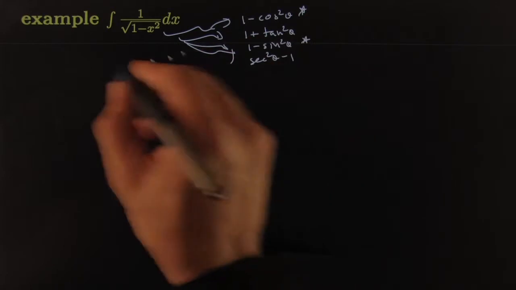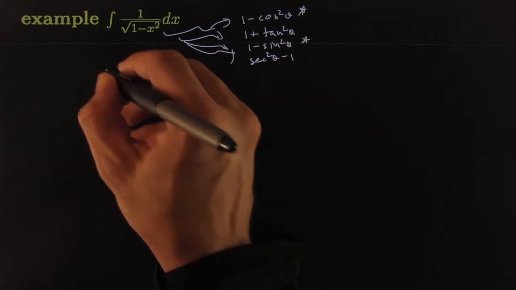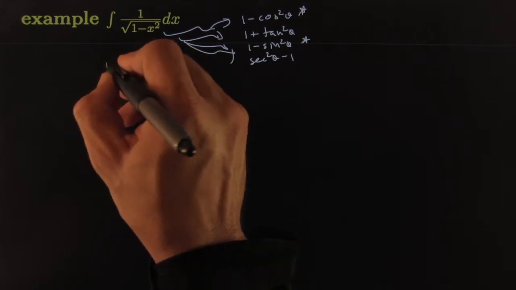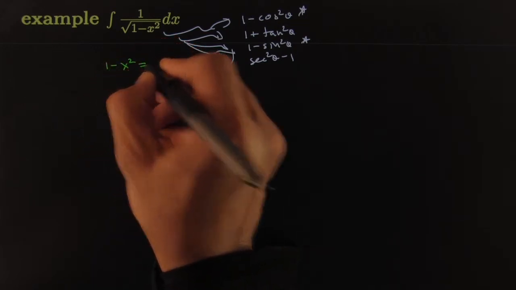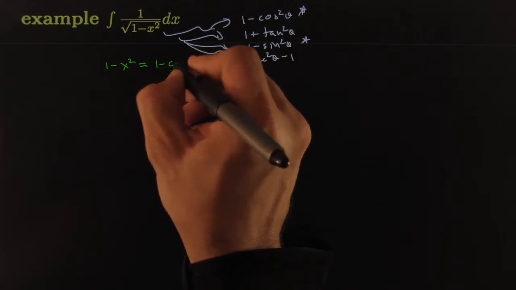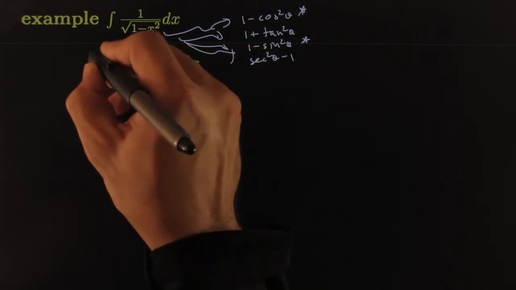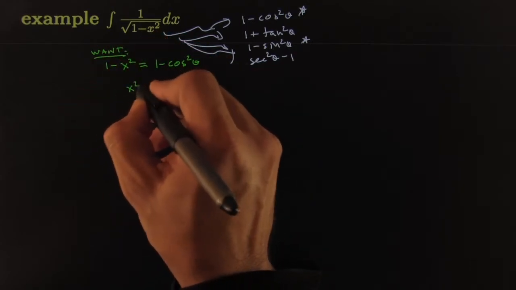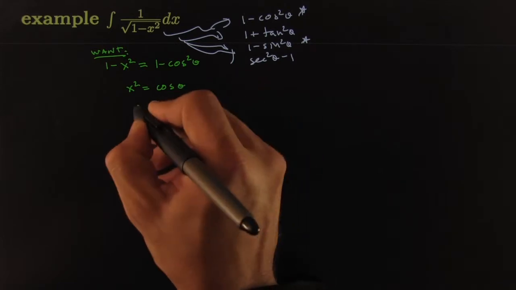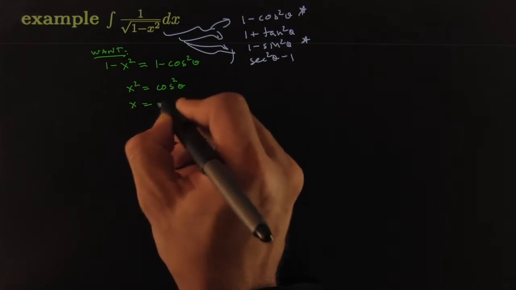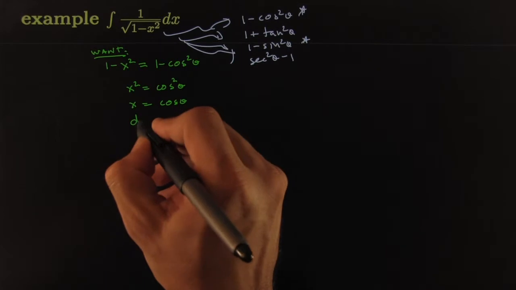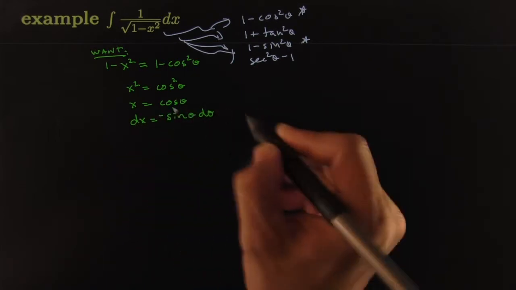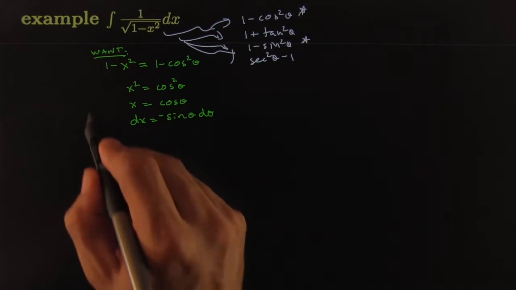I'm going to try to match this one, so I want my dictionary to be like this. I will draw my dictionary in green. So I want 1 minus x squared to be exchanged for 1 minus a cosine squared theta. That's what I want, and that's what I'll get. So that means that x squared should be equal to cosine squared theta. That means that x should be equal to cosine theta. The differential dx would be equal to negative sine theta d theta. And this is my dictionary right here.